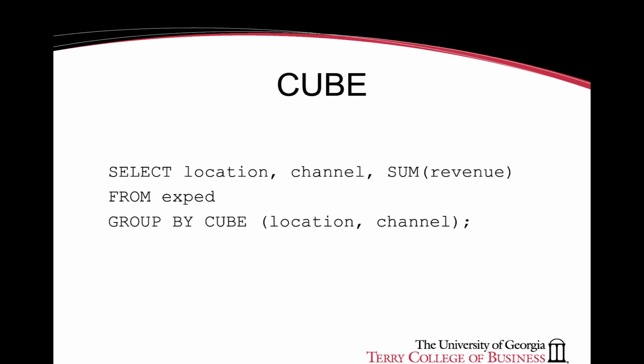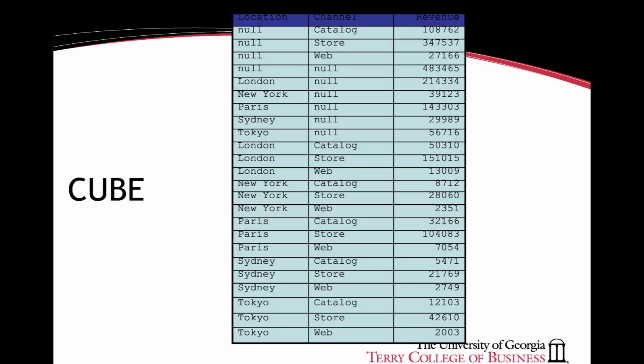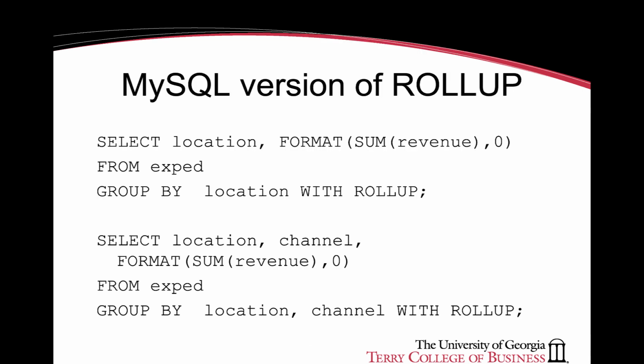The cube clause allows us to analyze the revenue based on, again, location and channel in a slightly different way. When one uses the cube clause, one can get channel-based revenue, total revenue, location-based revenue, and subsequently location and channel combinations. MySQL's version of the rollup has the group by clause specify a variable and end with rollup.